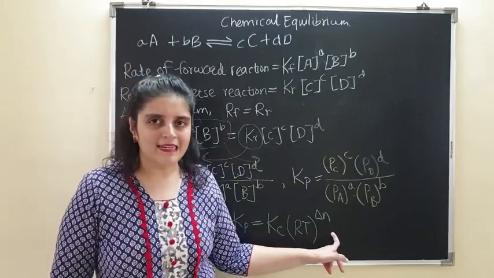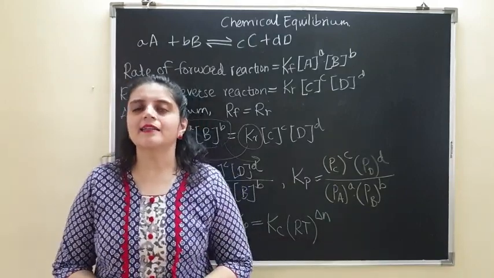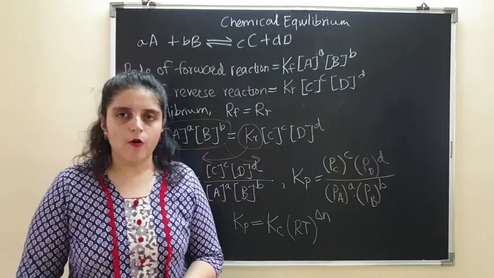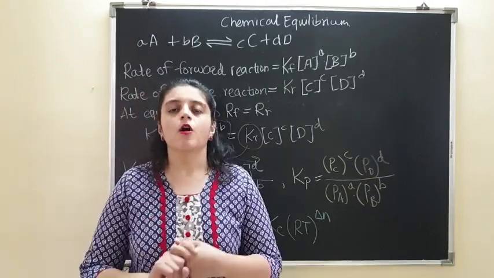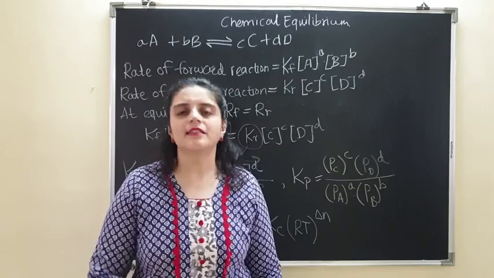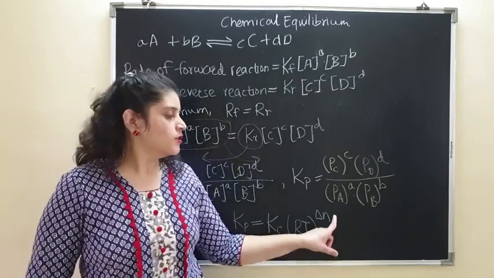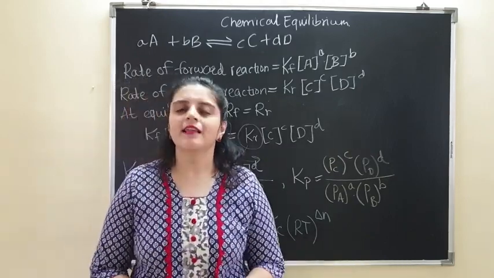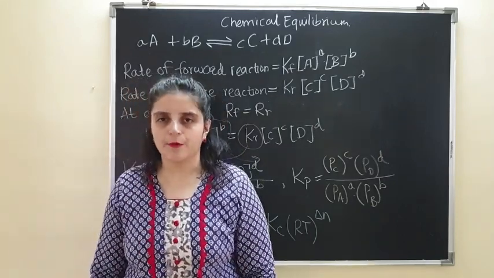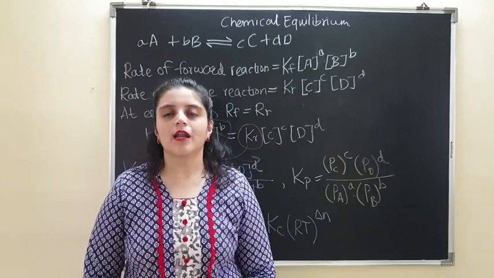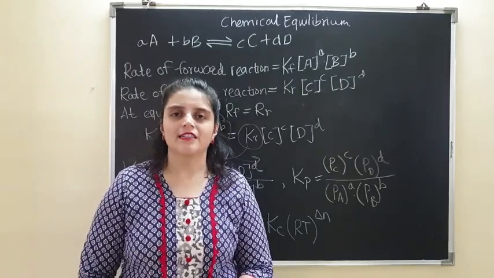Talking about delta n, it is change in number of moles. Now while calculating change in number of moles, we consider only gaseous reactants and gaseous products. So how do we calculate delta n? It is total number of moles of gaseous products minus total number of moles of gaseous reactants.